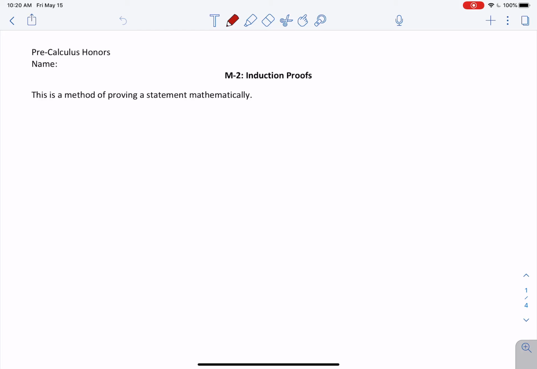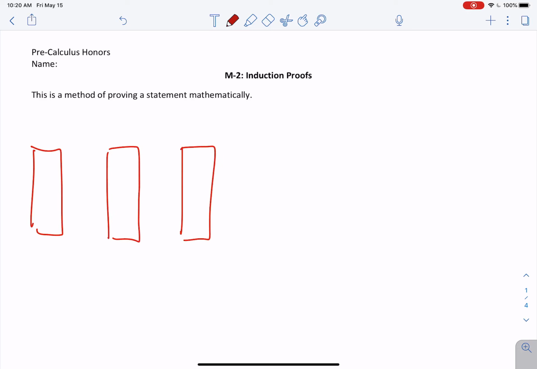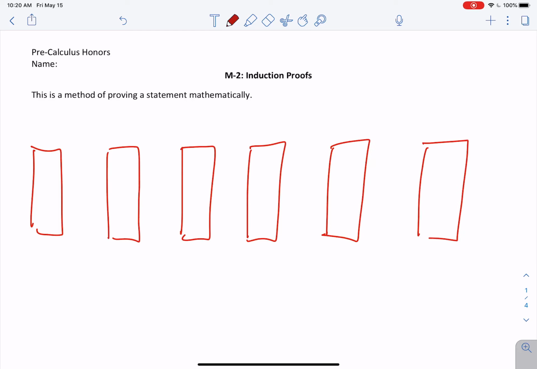this without some math for a little bit. So let's think about a line of dominoes. I'm going to draw out some dominoes. These are dominoes. And I have a whole row of them. And I want to prove that all the dominoes fall down. Well, right now, none of them are falling down. They're all standing up. So that doesn't help.